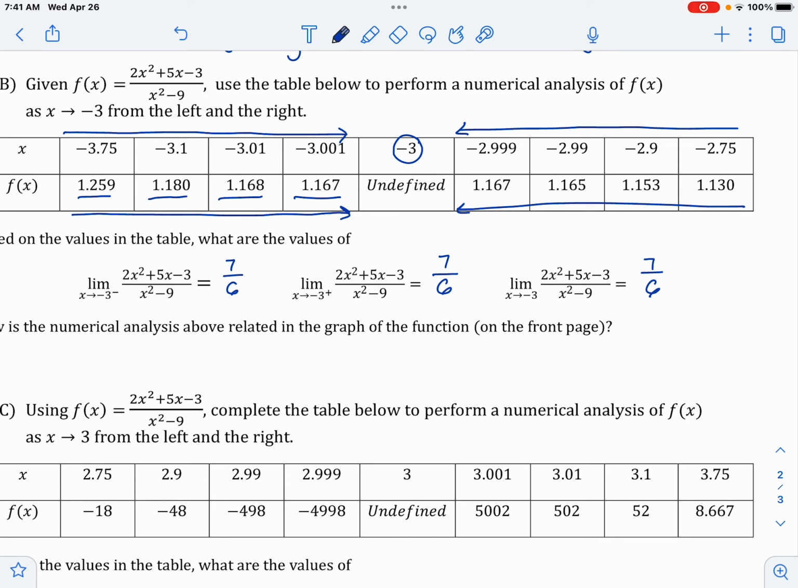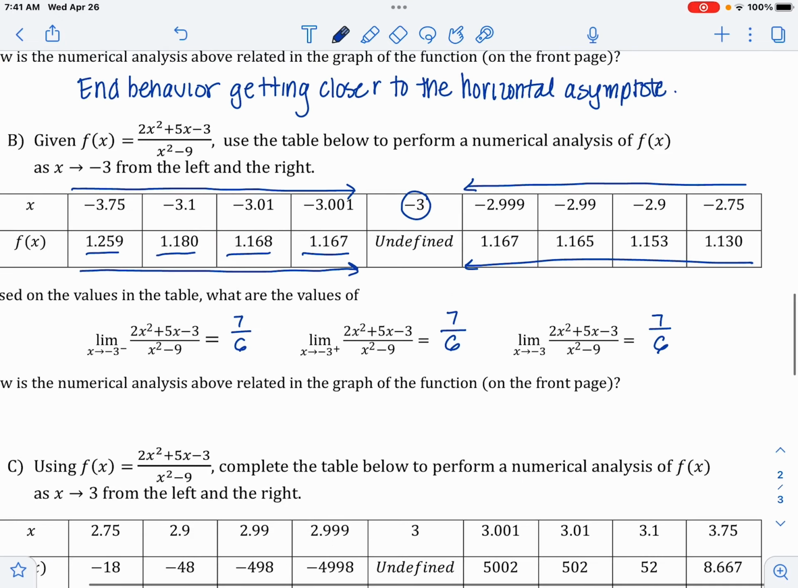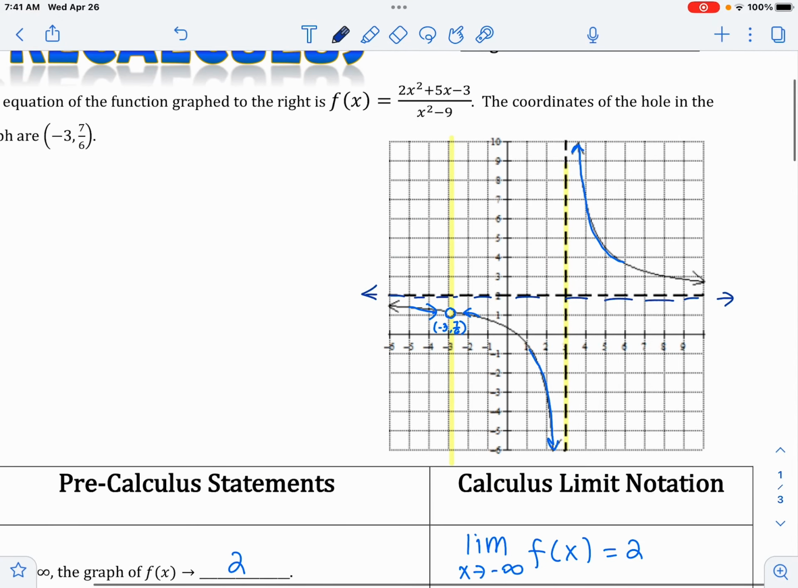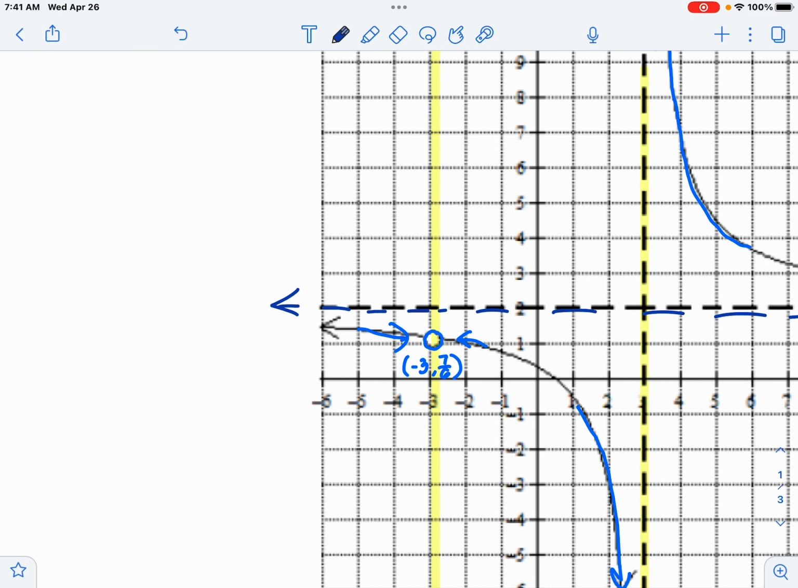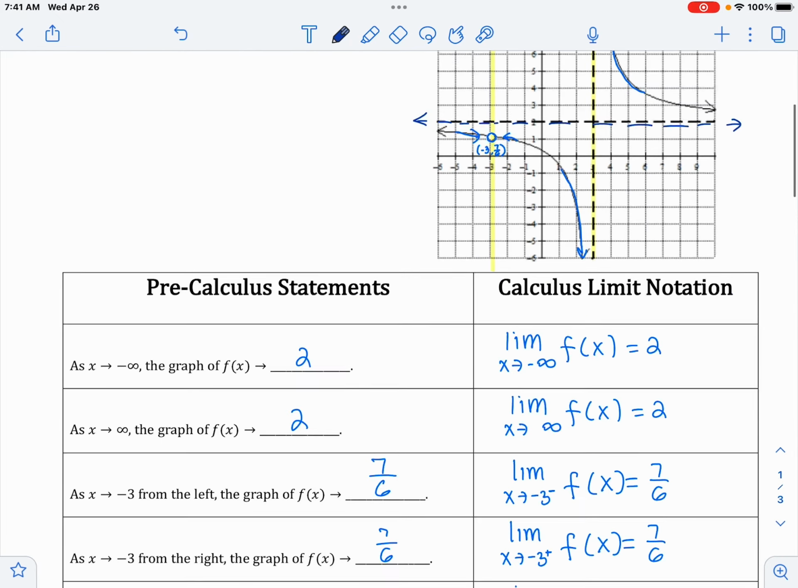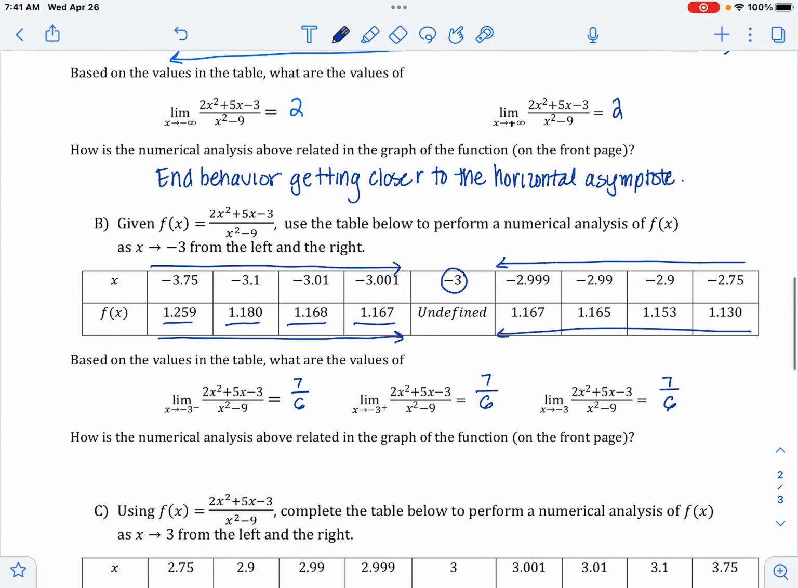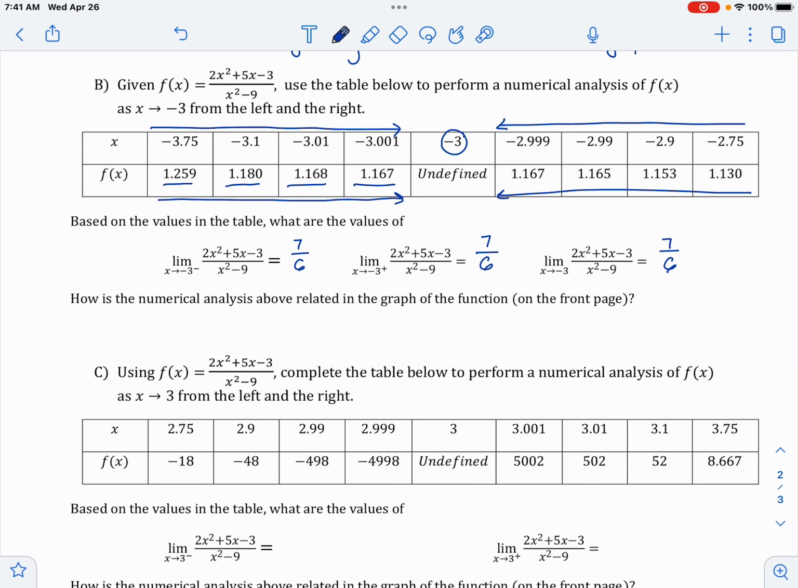How is the numerical analysis above related to the graph on the front page? There's a hole, or removable discontinuity, there, right? So we're approaching that -3 from the left to the right, it's approaching that hole. Notice at -3, it does say it's undefined, okay? But that's not the limit because we're getting closer and closer to the hole. So there is a hole, which we also call a removable discontinuity.